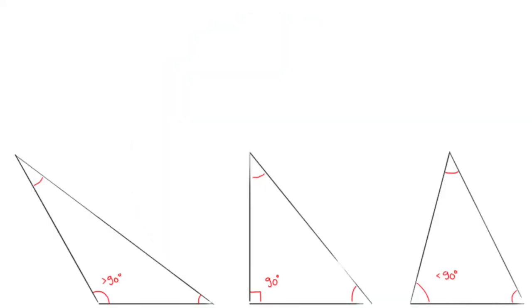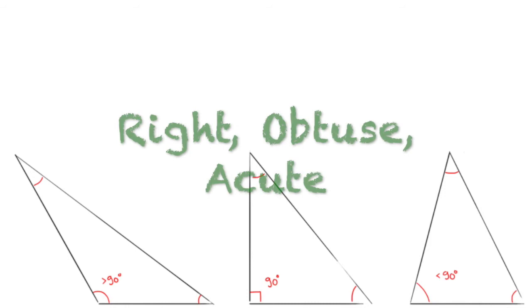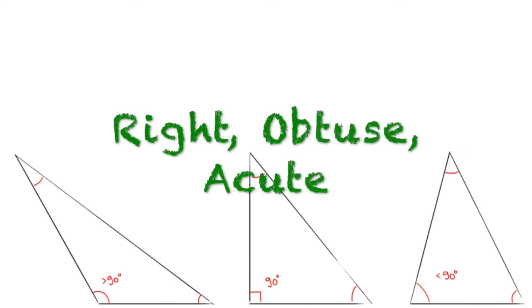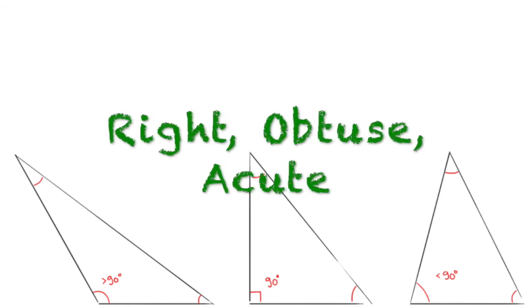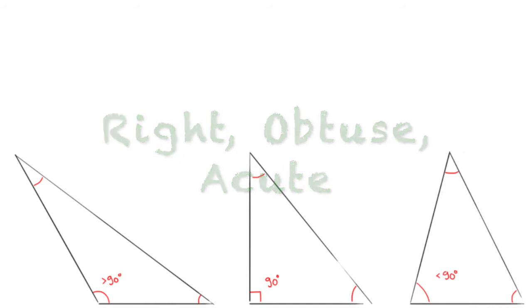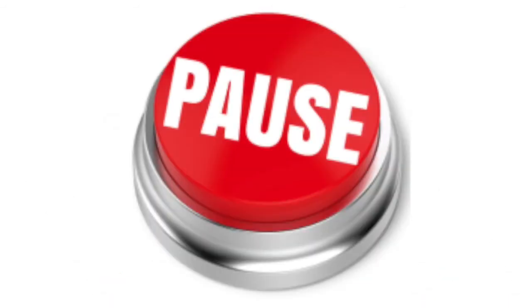Next, let's remember that not only can we classify by sides, but we can also classify by, that's right, angle. So let's look at these three pictures and decide which one's obtuse, which one's acute, and which one's a right-angled triangle. Rewind, pause again, take a look, write it down in your notes.